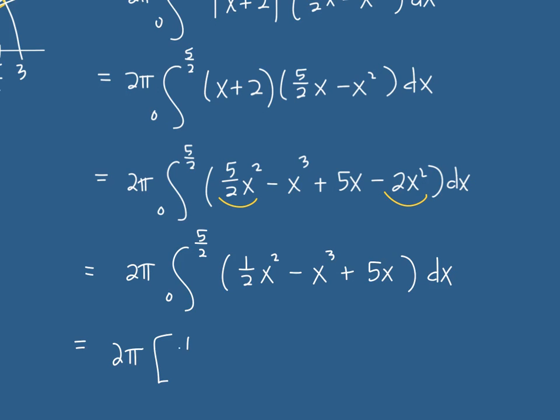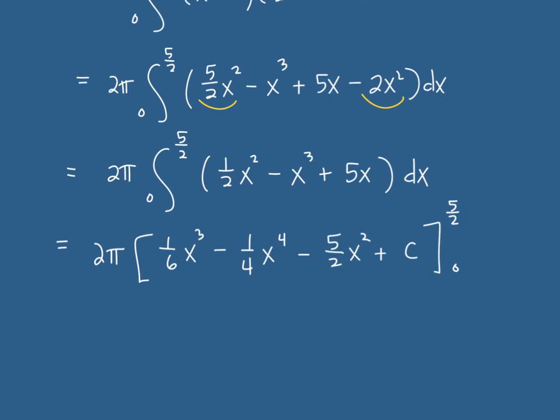The antiderivative will be 1/6 x cubed minus 1/4 x to the 4th plus 5/2 x squared plus the constant c, going from 0 to 5/2, and then you would substitute in.